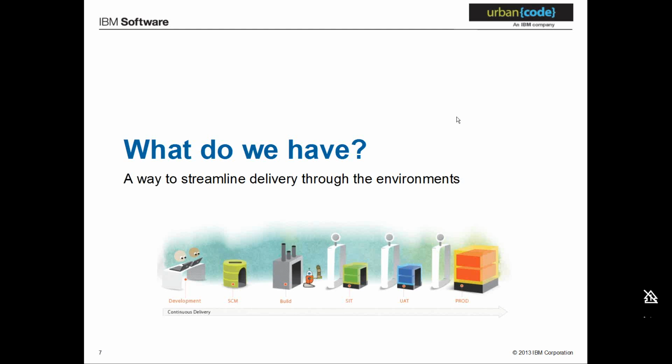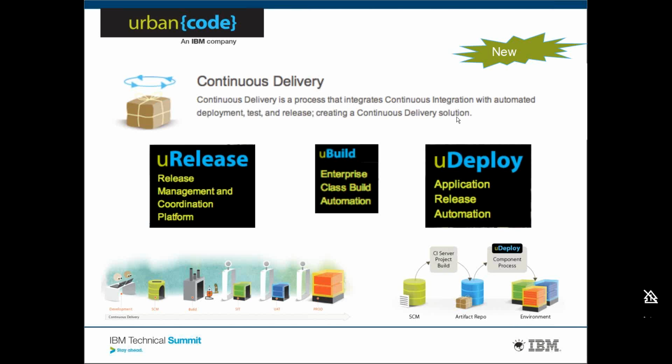Coming to this slide, which talks about continuous delivery. We know that continuous delivery is a process that integrates continuous integration with automated deployment, test, and release, creating a continuous delivery pipeline. UrbanCode has three basic components, which are three different products. The first product that you see on the screen is uRelease. uRelease is typically meant for release managers. It's a release management tool. uBuild is typically used for building your application. People who are aware of, let's say, BuildForge, can say it's a synonym to what BuildForge does from the already available Rational tools.